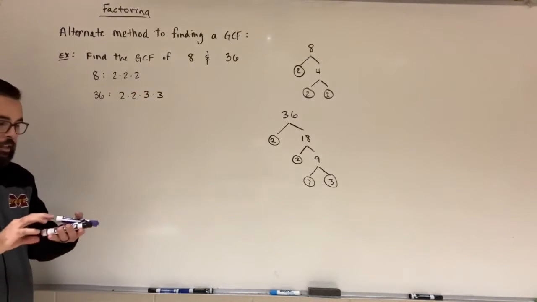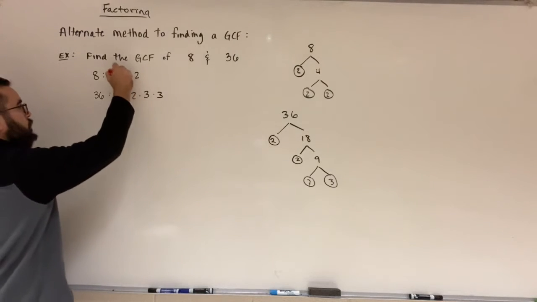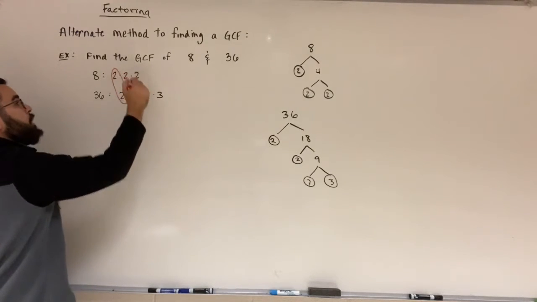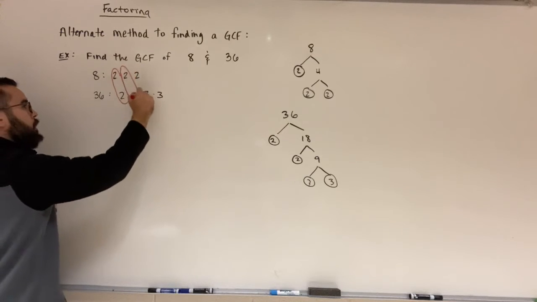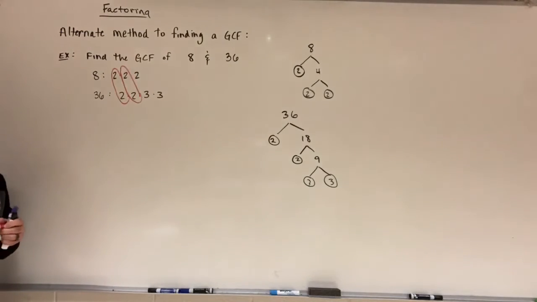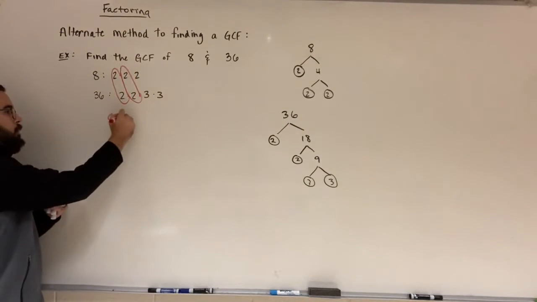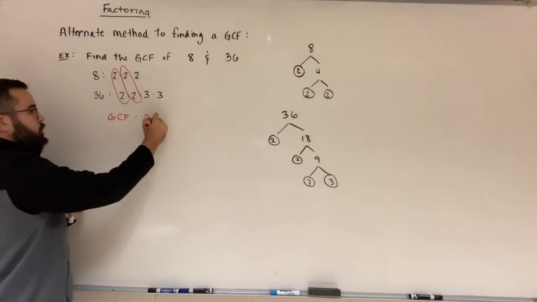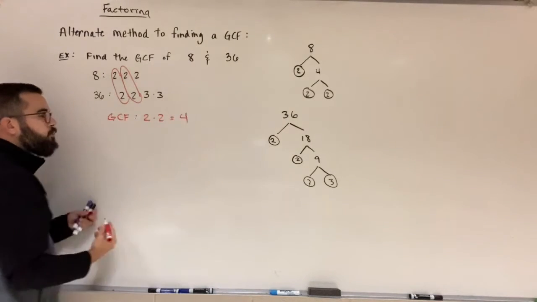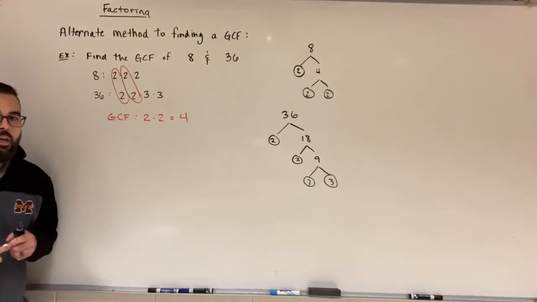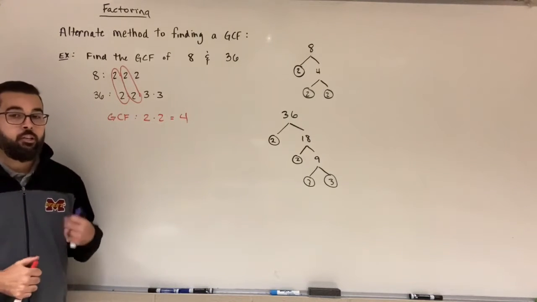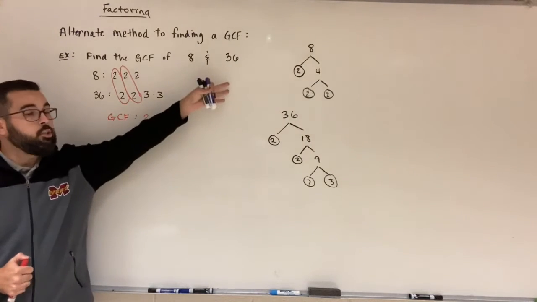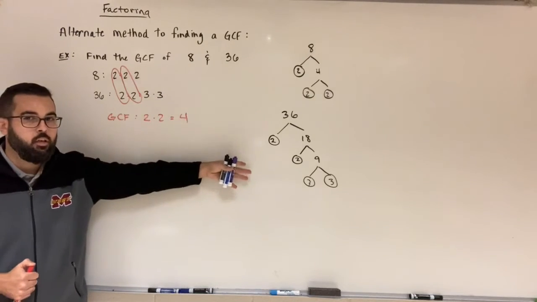So then to find the GCF, all you do is you find the common factors in the 2 numbers. The GCF is then 2 times 2, which is 4. So that's an alternate method of finding GCFs, what's called using the prime factorization.